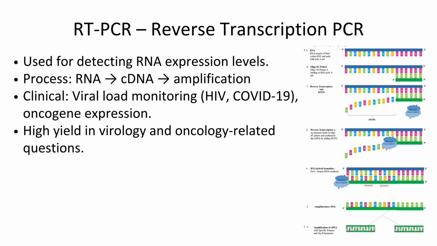Next is RT-PCR, reverse transcription PCR. This is a modification of PCR used to detect and quantify RNA expression. The RNA is first reverse transcribed into complementary DNA, which is then amplified. High-yield clinical use includes COVID-19 diagnosis, HIV viral load monitoring, and oncogene expression studies, commonly asked on Step 1.